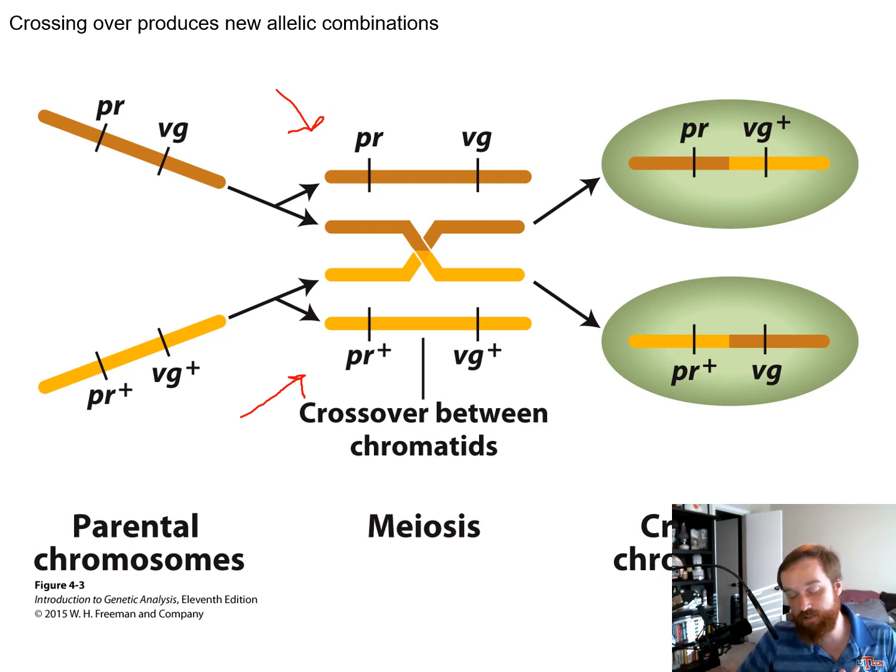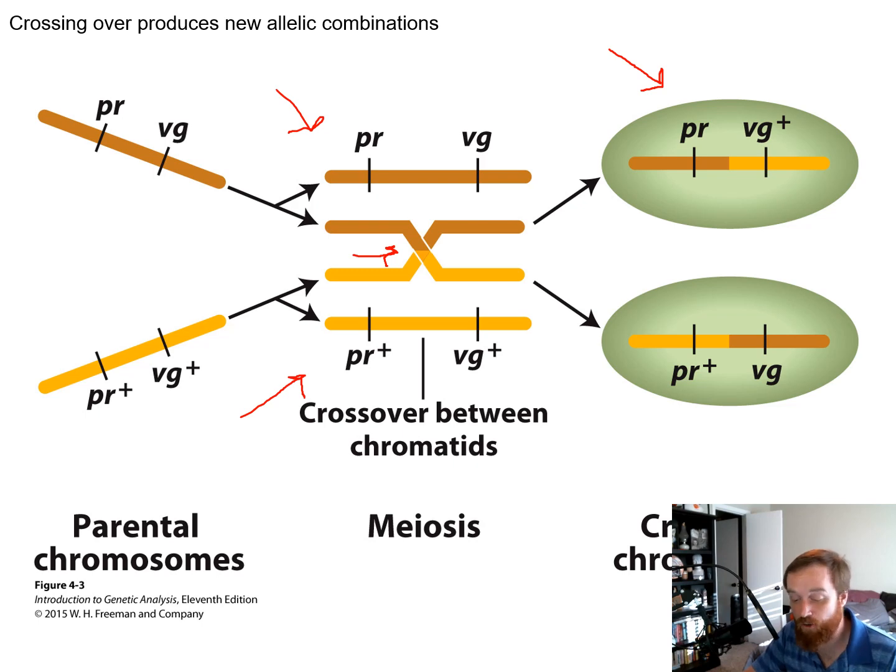And when they line up together going through this process of meiosis, these chromosomes can actually kind of mash together and connect in the middle and swap ends. So what happens is, instead of having a brown and a gold chromosome come out the other side, you've actually recombined these alleles. So you have two chromosomes that are half brown and half gold.